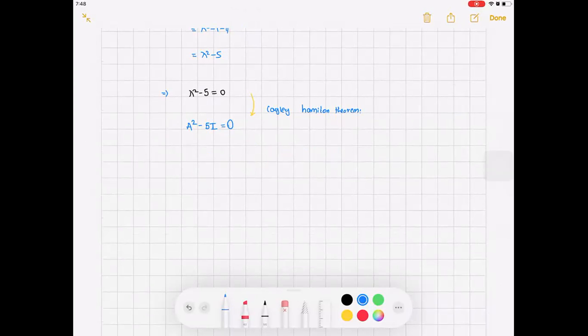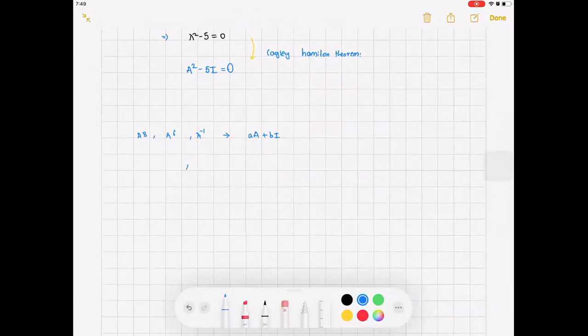So the applications of this Cayley-Hamilton theorem: say, A power 8 or A power 6 or A inverse or anything can be represented as some scalar multiple of A plus another scalar multiple of I. Say for example, if you want A power 3, A square is equal to 5I from the Cayley-Hamilton theorem. A power 3 is equal to, multiplying A on both sides, 5A. So A cube is nothing but 5A.